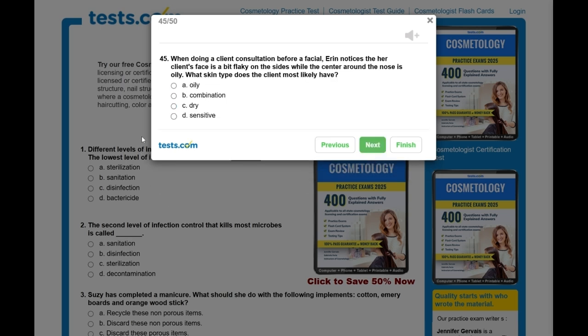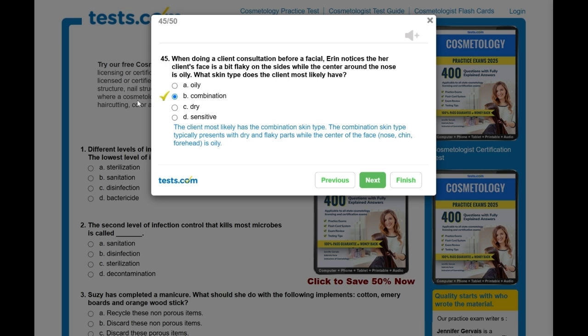Question 45. When doing a client consultation before a facial, Erin notices that her client's face is a bit flaky on the sides while the center around the nose is oily. What skin type does the client most likely have? A. Oily. B. Combination. C. Dry. D. Sensitive. B. Combination. The client most likely has the combination skin type. The combination skin type typically presents with dry and flaky parts while the center of the face, nose, chin, and forehead is oily.